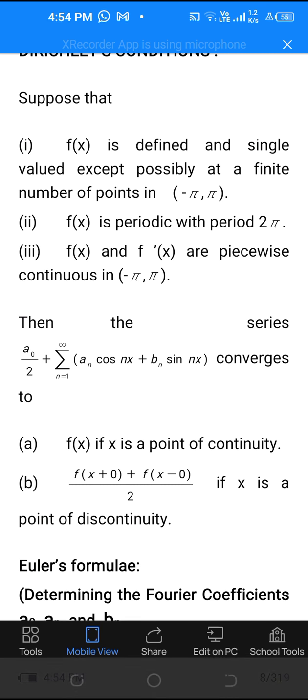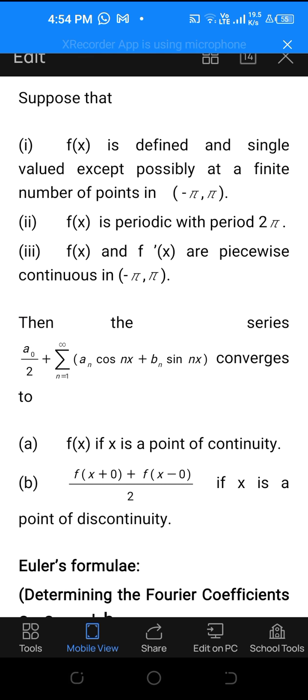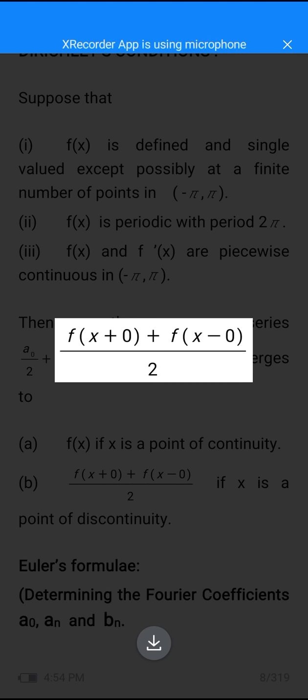Then the series converges, and they have given 2 cases. In the first case, if x is a point of continuity, the series converges to f of x. If x is a point of discontinuity, you have the formula f of x plus 0 plus f of x minus 0, divided by 2.